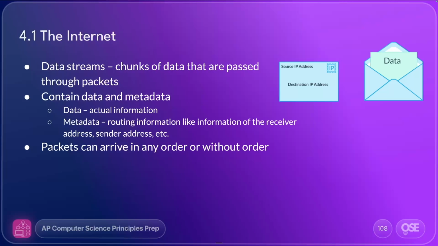The next thing you have to know is how data is transferred in the internet. Data streams are chunks of data that are passed through packets. And packets contain both the data itself and the metadata. The data is actual information, while the metadata is routing information. For example, the receiver address, the sender address, or other information. Packets can arrive in any order or out of order.